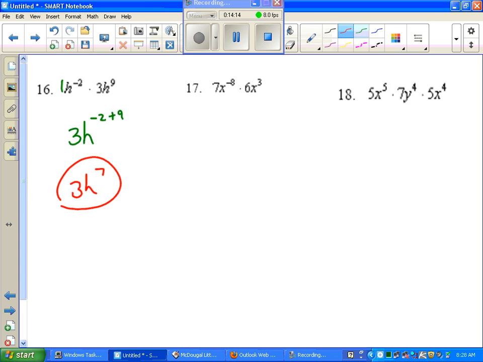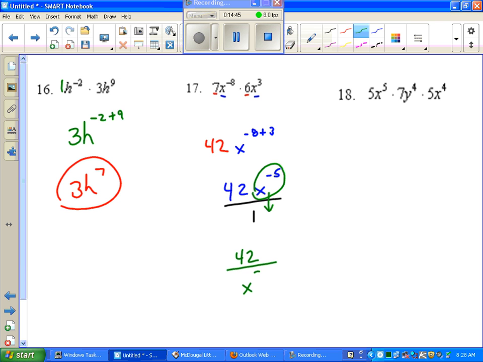7 times 6, multiply the coefficients first. 7 times 6 is 42. Same bases are x. Notice they're the same. So x to the negative 8 plus 3. Add the exponents. Negative 8 plus 3. 42, x to the negative 5th power. This is not quite finished. Now we're raising something to the negative power. Remember, everything's over 1. That's being raised to a negative power, so it has to ride the elevator. Not 42, just x. 42 stays on the top. X to the negative 5th becomes x to the positive 5th.